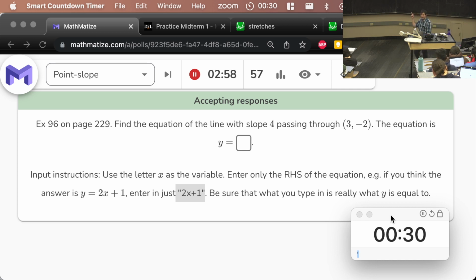Again, there's like 30 seconds left. Who is anticipating they will need more time? A couple people. OK. There's only like 3 people, so I'm not going to extend it. So if you're anticipating you need more time, take a guess. OK, 5 seconds left.